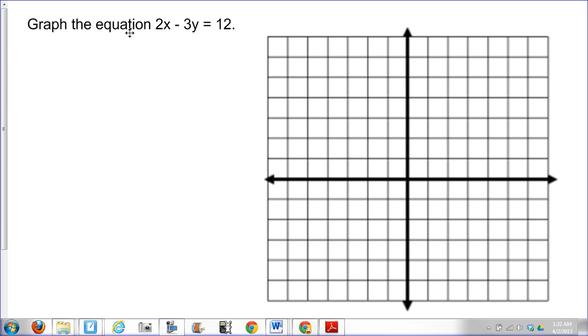Okay, let's talk about graphing this equation, 2x minus 3y equals 12. At this point, the only process that you have been taught in this class to graph an equation like this is to simply use a table of values.